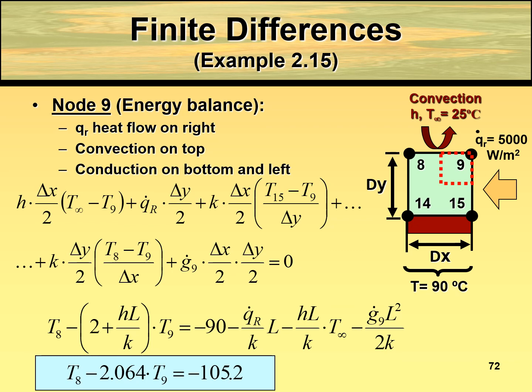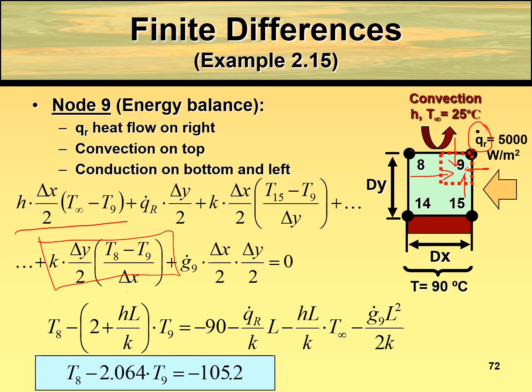So for node number 9, you have convection coming in here, you have conduction, you have another conduction, and here what you are getting is heat flux, right? So we'll look into this one by one. Convection is from here. So this is your convection H, this is delta X over 2, T infinity minus T9, and then from here is this part here. So this is conduction K. This area is delta Y over 2 times B, T8 minus T9, and this length, which is delta X, right?